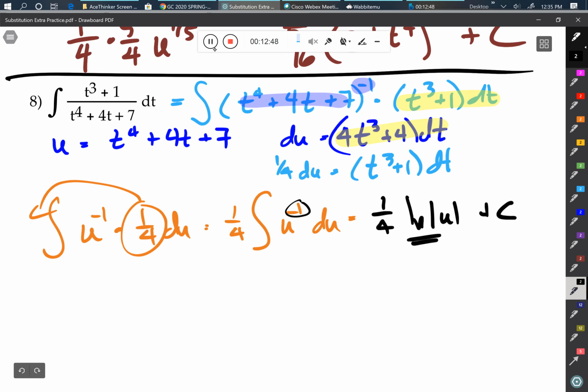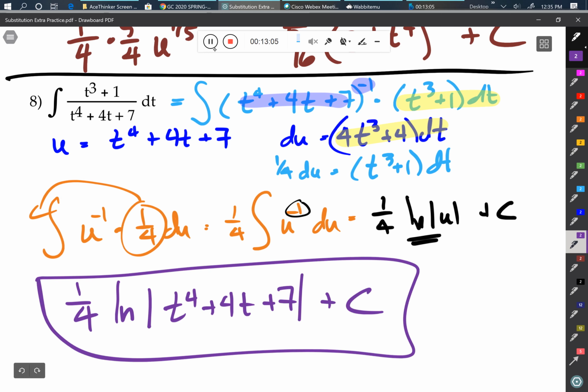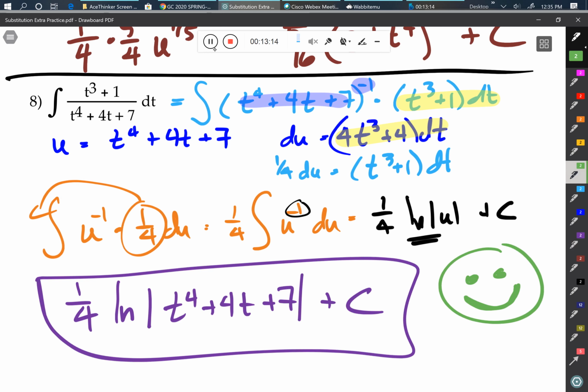Natural logs. This is so much fun. I can't believe I get paid to do this. Back substitute. 1/4 natural log absolute value t to the 4th plus 4t plus 7 plus c. I wish I could draw the smile bigger, because that's how big I'm smiling right now. This stuff is awesome.